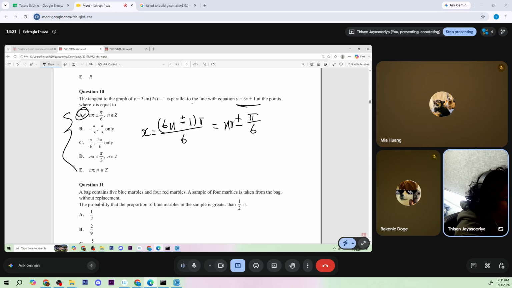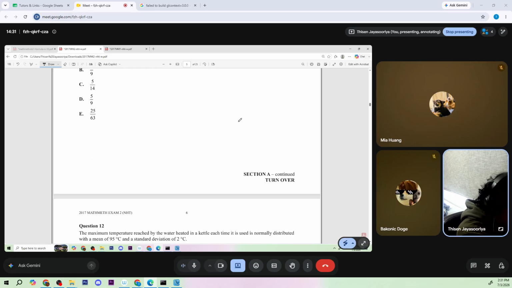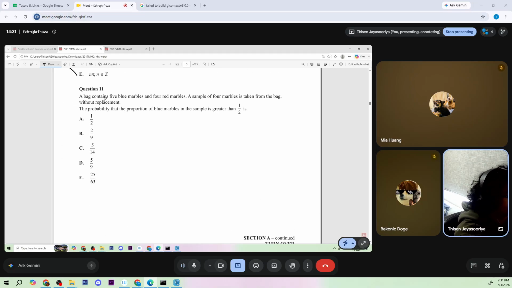The reason why we're looking at all solutions is because they haven't restricted the domain of sine, so we have to assume it's a maximal domain. Here, a bag contains 5 blue marbles and 4 red marbles. 4 marbles are chosen and taken out of the bag without replacement. The probability that the proportion of blue marbles in the sample is greater than a half. So here, this is telling us we want the proportion p hat to be greater than a half.